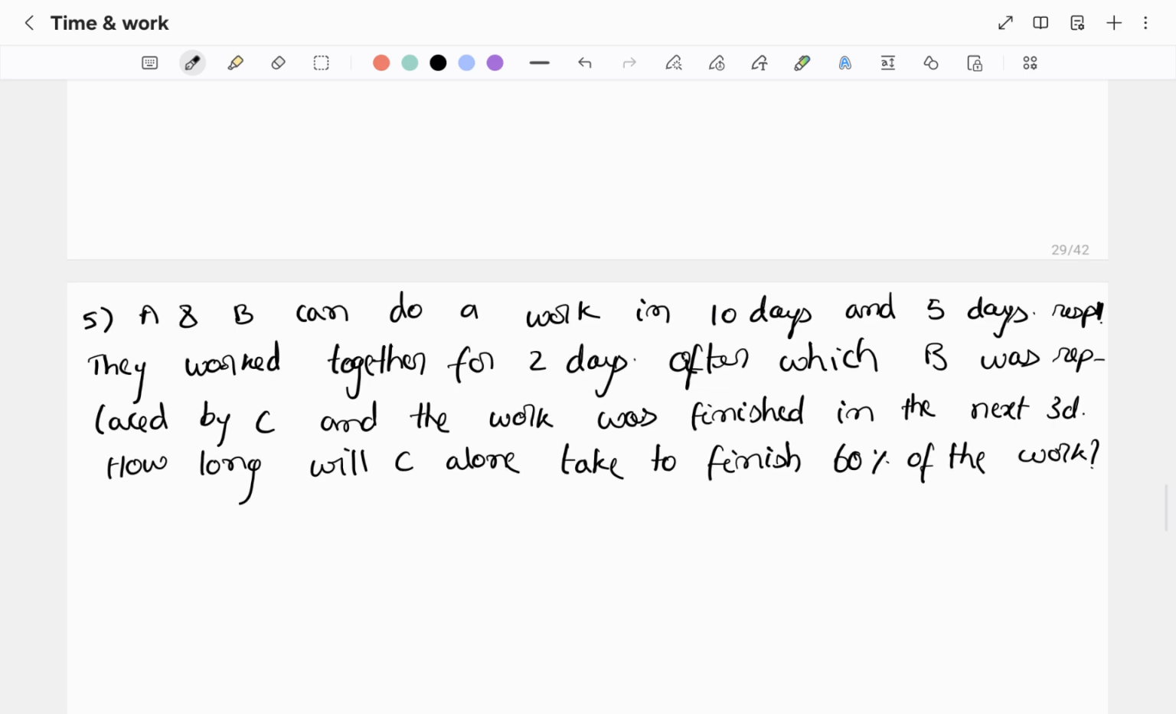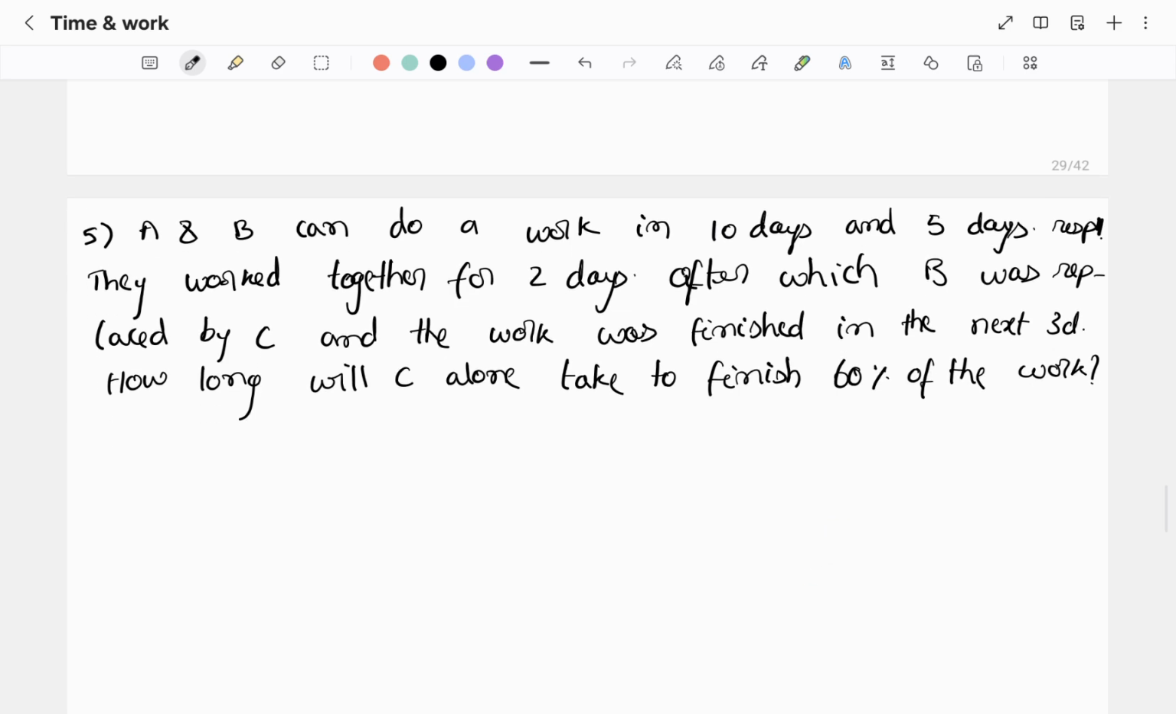Next question. A and B can do a work in 10 days and 5 days respectively. They work together for 2 days, after which B was replaced by C and the work was finished in the next 3 days. How long will C alone take to finish 60% of the work? So A 10, B 5. Total work 10 parts: A is 1, B is 2. Then together they worked for 2 days, means 6 parts of the work is completed.